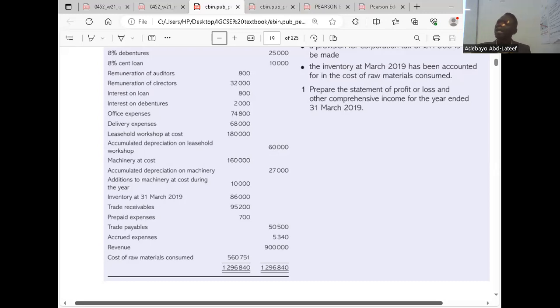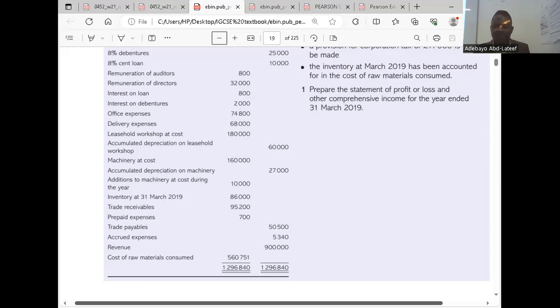Then there's what we call outstanding expenses. It's not here, but I'm just telling you now. For outstanding expenses, it means these expenses are due to be paid for. We have enjoyed it, and the date to pay for it is due. So this will be recorded in your statement of profit or loss and other comprehensive income.